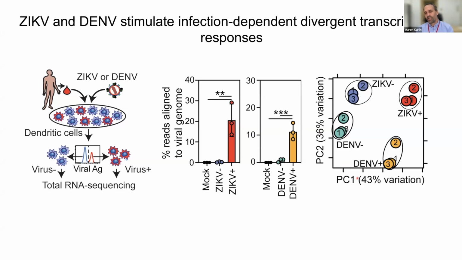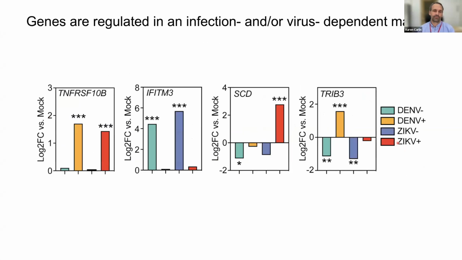Interestingly, when we did PCA analysis to look at responses in the infected and bystander cells, we quickly noted two things. One, that the infected cells respond very differently than the uninfected bystander cells. We hypothesized this and thought this was a good reason to separate these. But we also noted that the response to Zika and dengue is very different, and so we were very interested in trying to understand that at a deeper level.